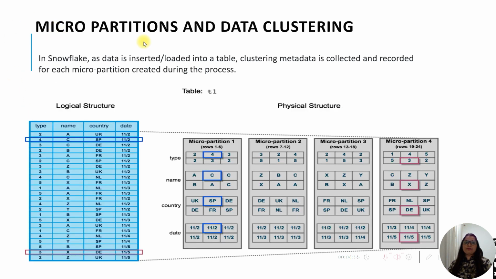Next is micropartition and data clustering. In Snowflake, as data is inserted or loaded into the table, clustering metadata is collected and recorded for each micropartition created during the process. This is the logical structure and this is the physical structure. You can see in the logical structure there are 24 rows which are equally divided into 4 micropartitions, with type, name, country and date. In this way, micropartitioning is done.